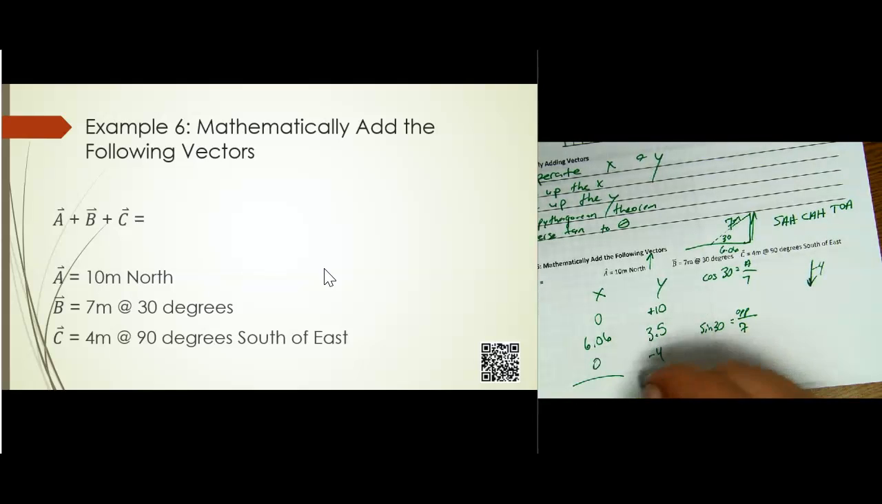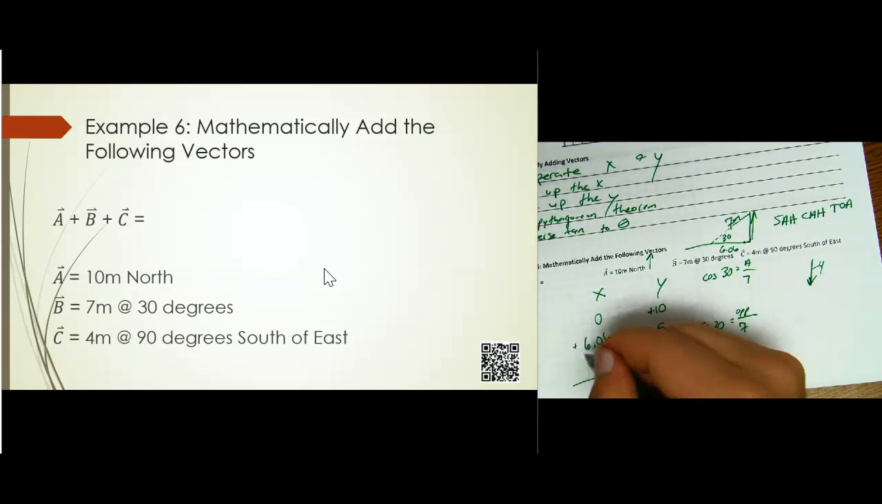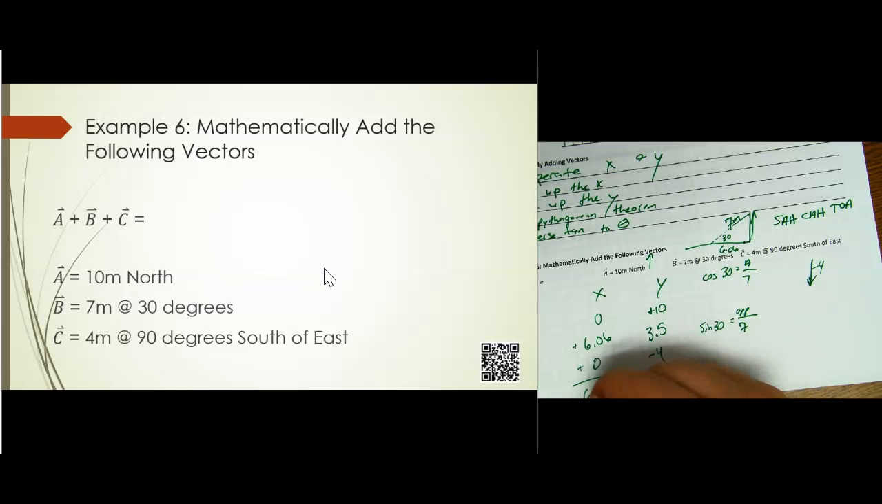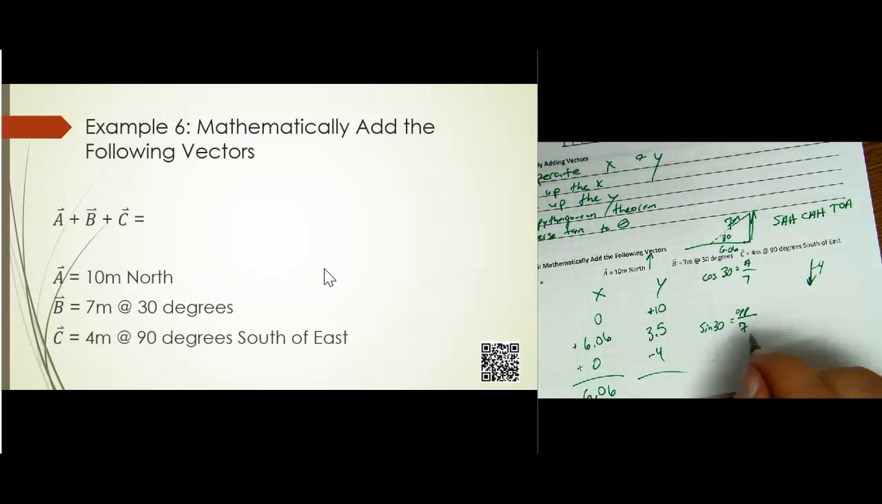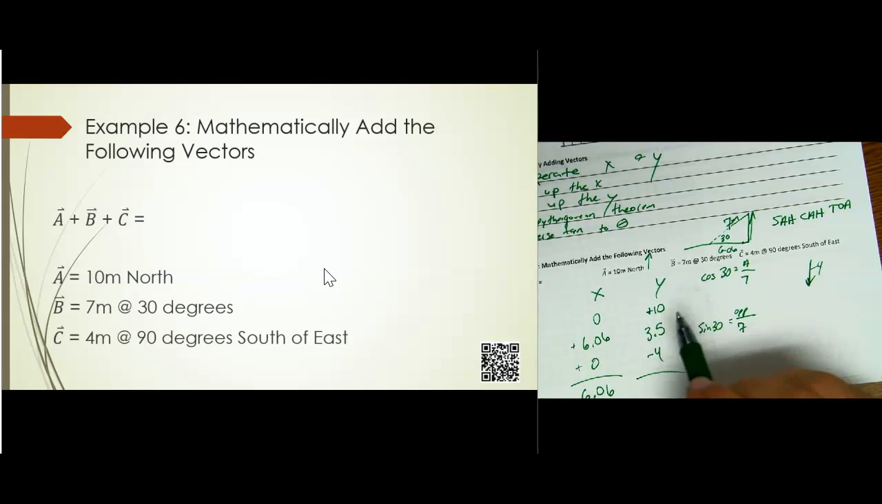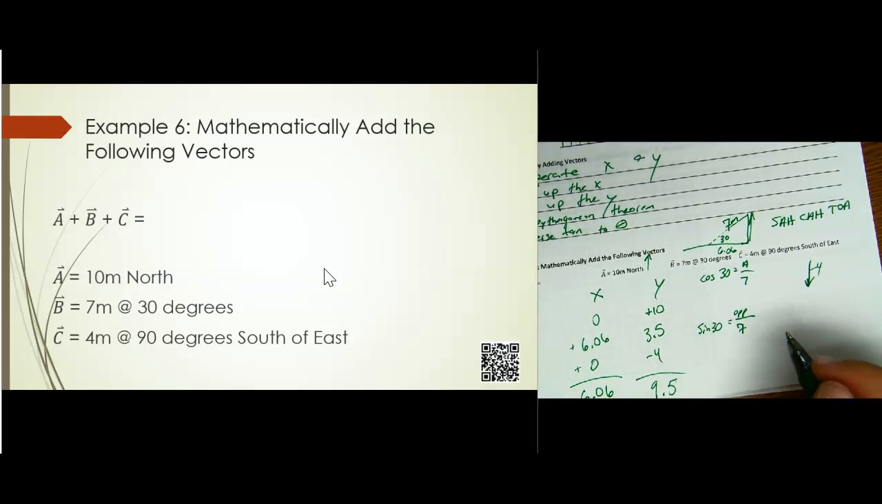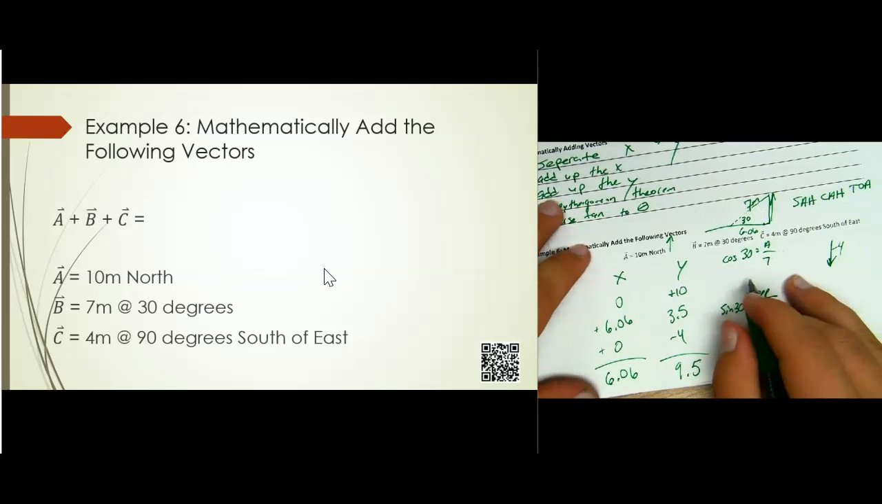And now we combine all of them. 0 plus 6.06 plus 0. I move 6.06 in the x direction. And let's see, 10 plus 3.5 is 13.5, minus 4. I got 9.5 in the y direction. Okay. Hopefully you guys kept up with that so far.